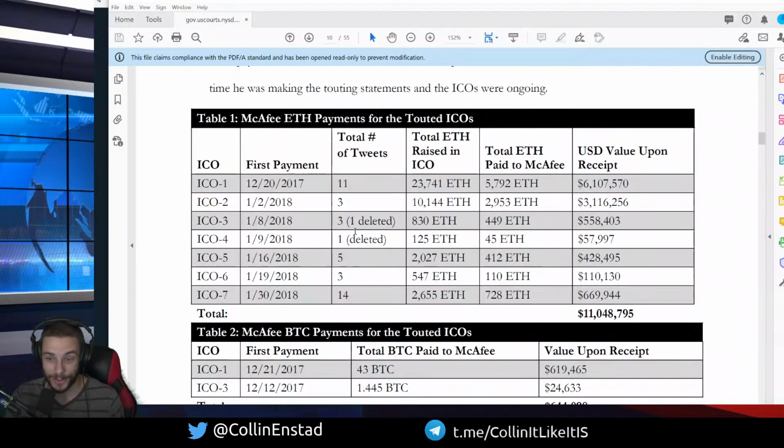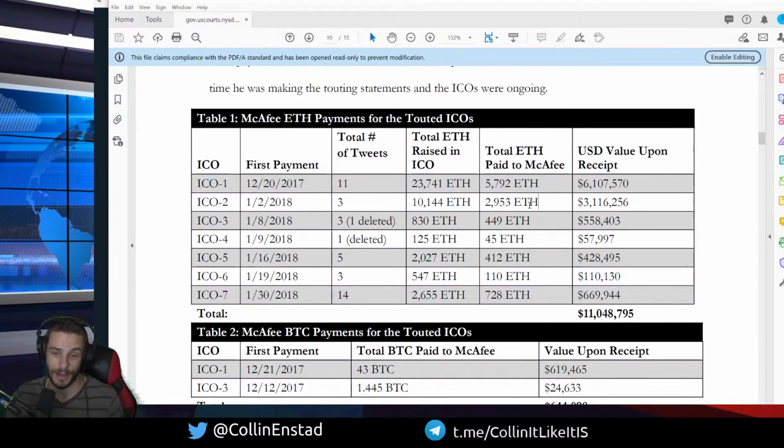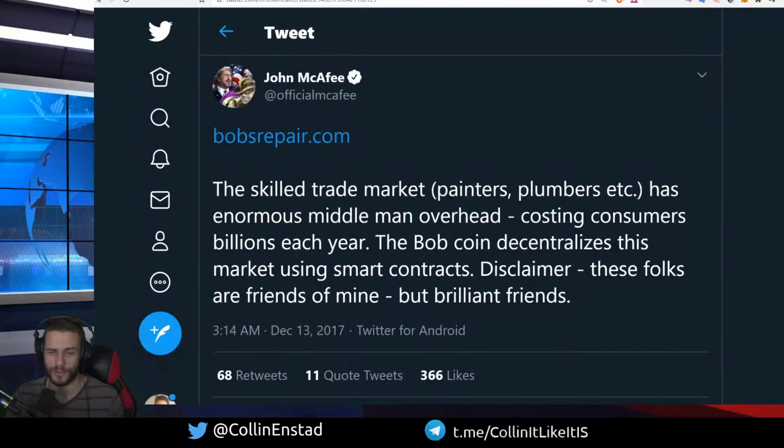So that one, he got 3 tweets. He got almost 3,000 ETH, and he made 3 million. So not bad, not bad, not bad. The third one, I think the third or fourth one was deleted.